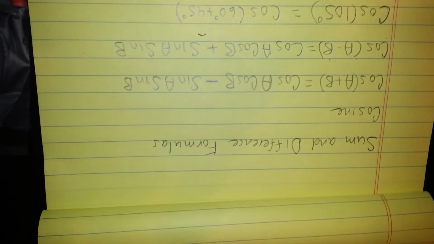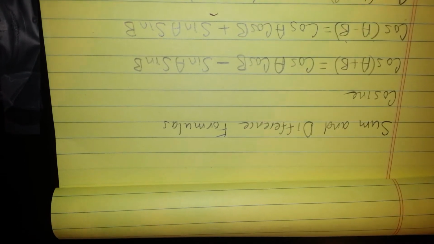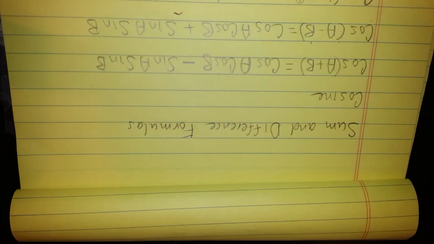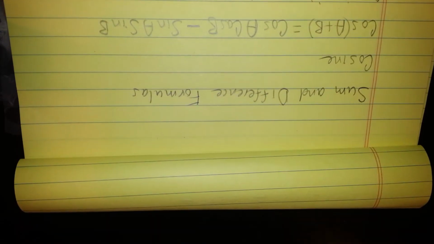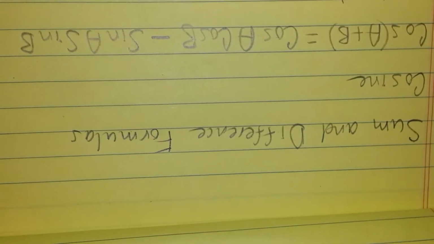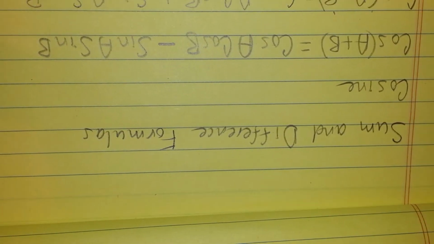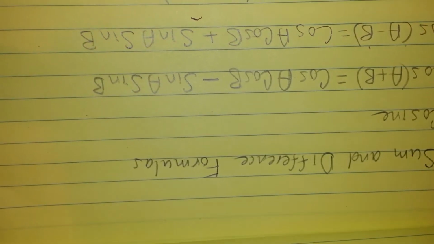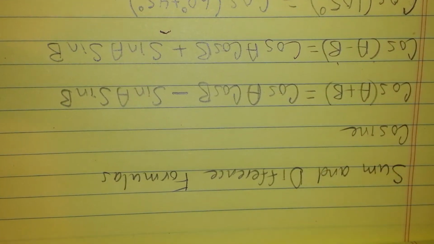Okay, I've talked to everybody a little bit about this. We're going to cover sum and distance formulas. Let's see if you can see this a little better. Okay, let me zoom in. All right, let's start with cosine. So here's two formulas here.